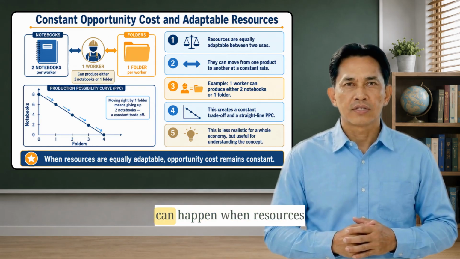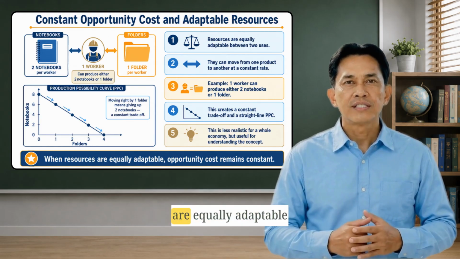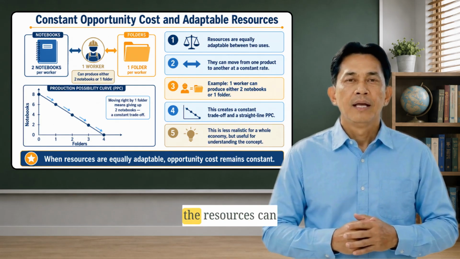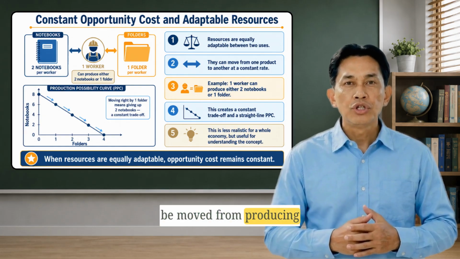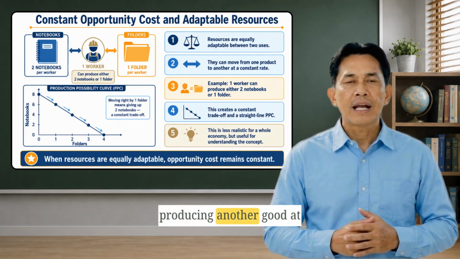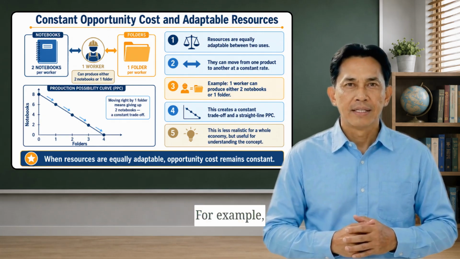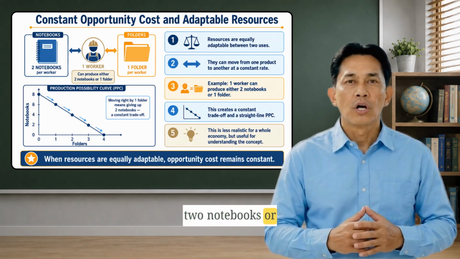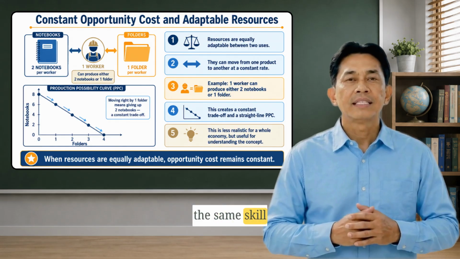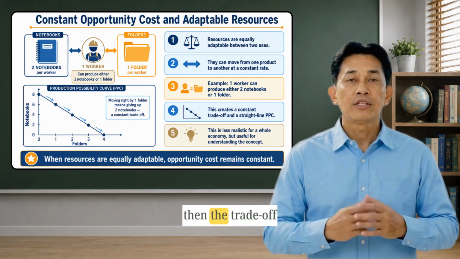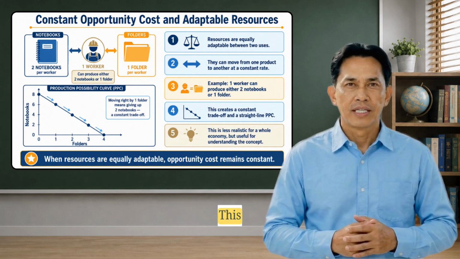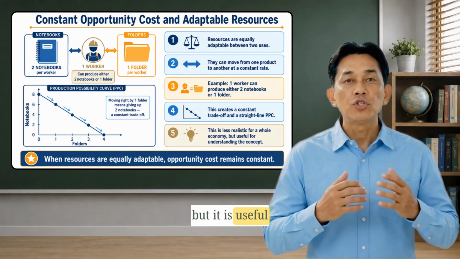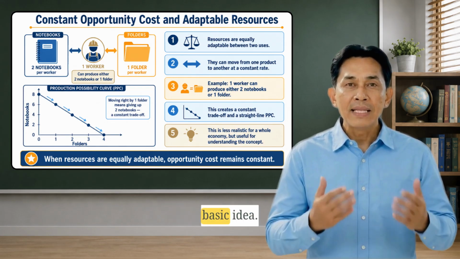Constant opportunity cost can happen when resources are equally adaptable between two uses. In other words, the resources can be moved from producing one good to producing another good at a constant rate. For example, if one worker can produce either 2 notebooks or 1 folder with the same skill and productivity, then the trade-off may remain constant. This situation is less realistic for a whole economy, but it is useful for understanding the basic idea.